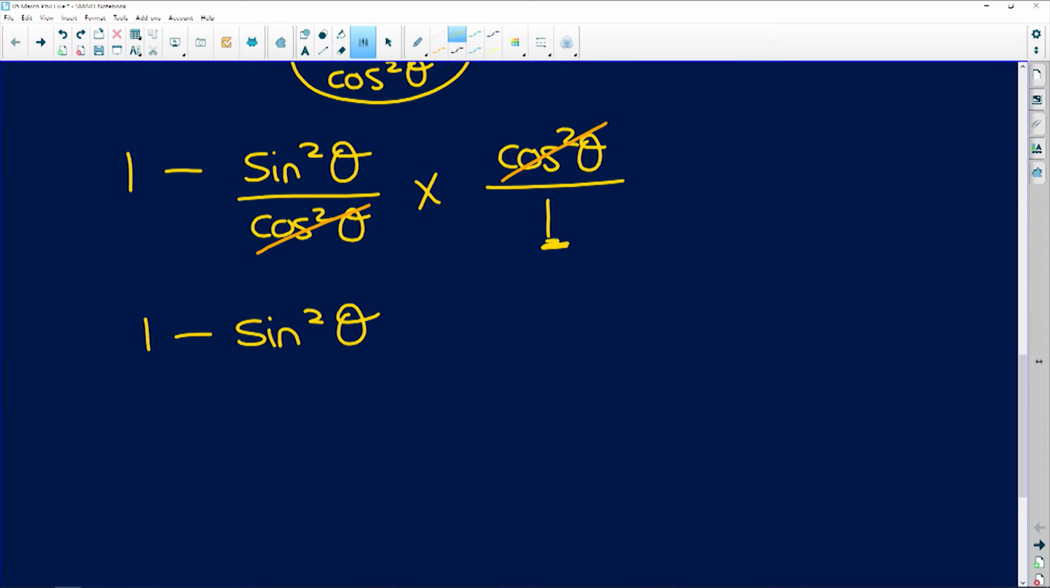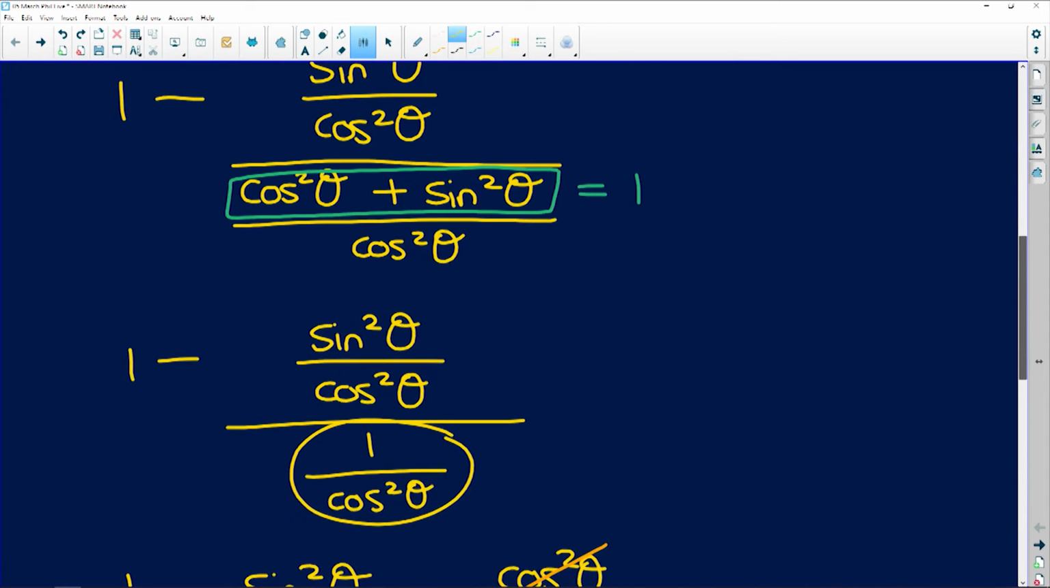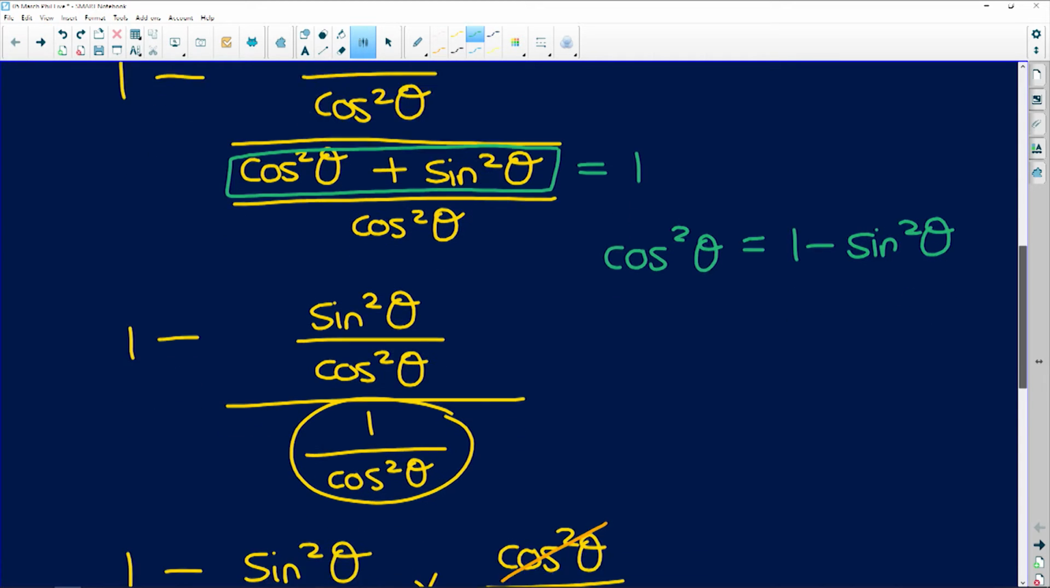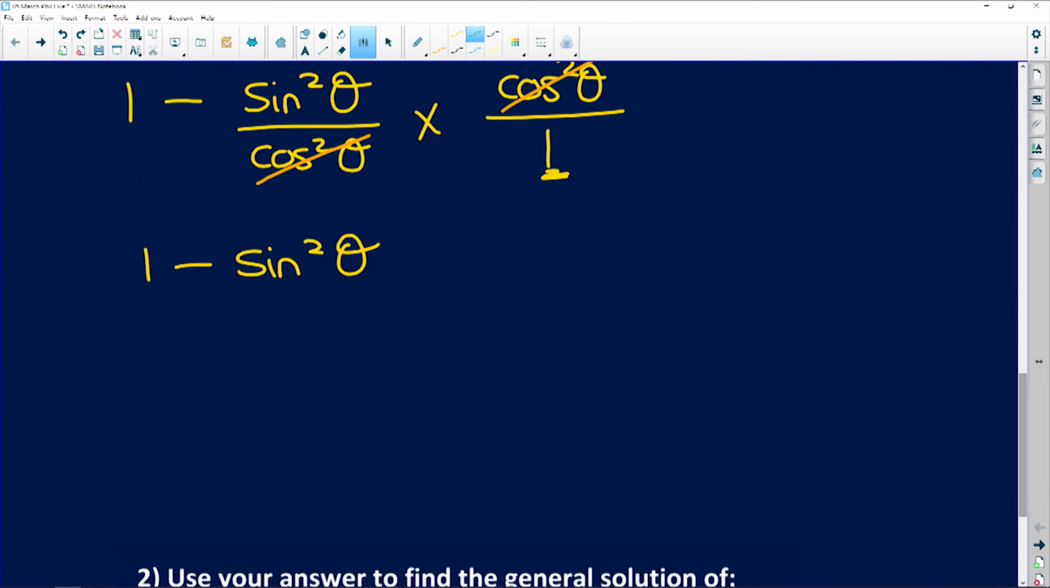This denominator can just stay as 1. And guys, the identity, if I have cos squared of theta plus sine squared of theta equals 1, then I know that cos squared of theta is equal to 1 minus sine squared of theta. And what do we have over here? 1 minus sine squared of theta. So we get cos squared of theta. And that is equal to our right-hand side.